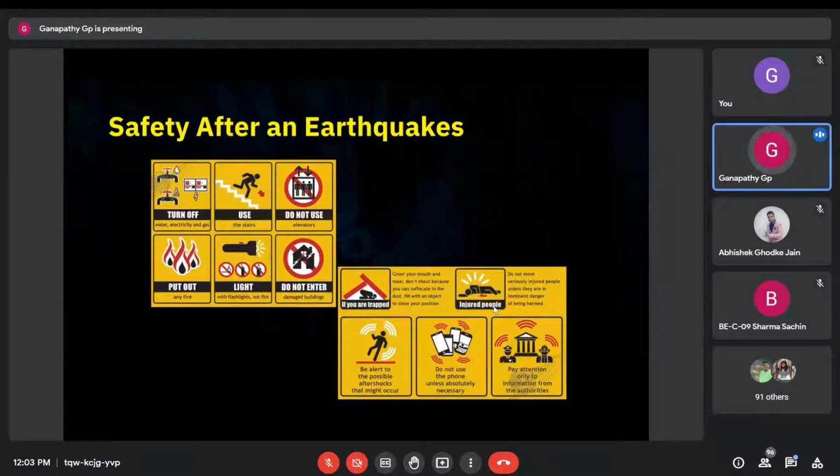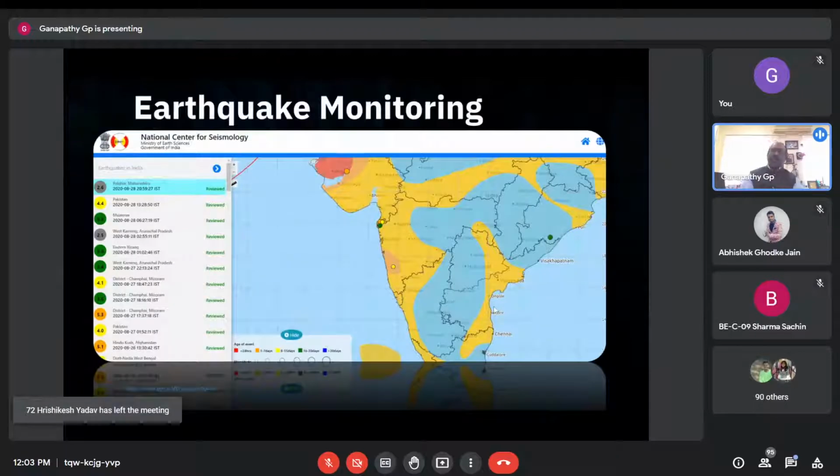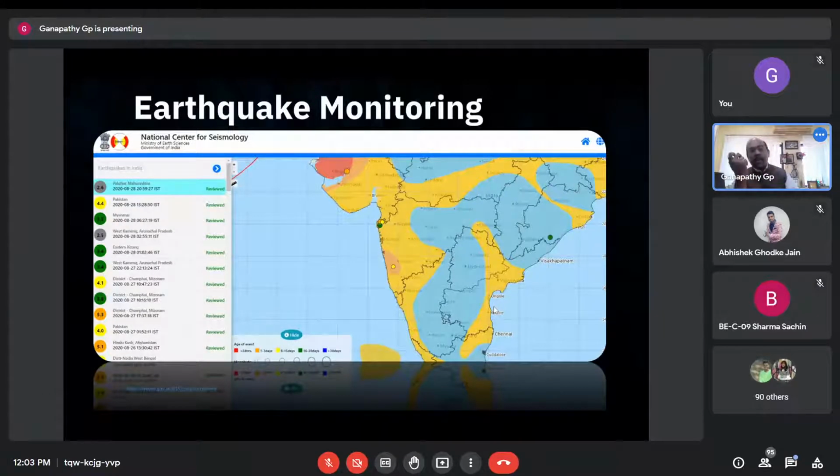Pay attention only to information from the authorities. Okay, so we have a system now to monitor the earthquake. We are not able to predict the earthquake, but we can monitor. So today, if there is going to be an earthquake, after it occurs, they put this on the website. You can find it out from this website.